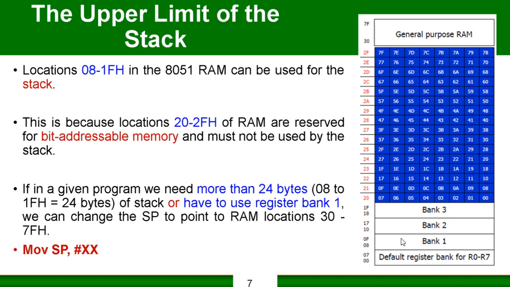That can be done by replacing the value in the stack pointer. For example, if we place 30H in the stack pointer and push the values, they would be moved to general purpose RAM. So basically this is the stack. The stack is an important memory area that is used to store important data or instructions by the CPU. Thank you.